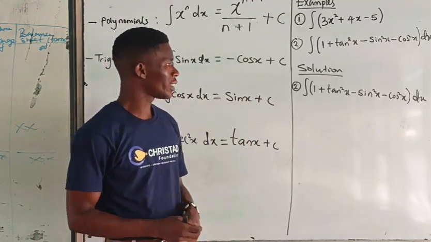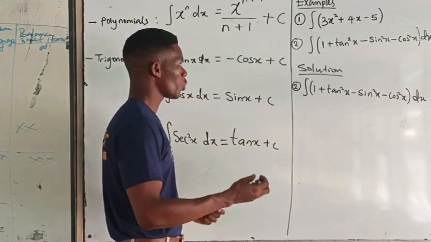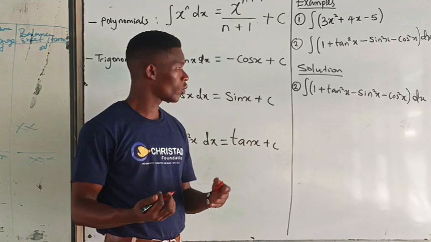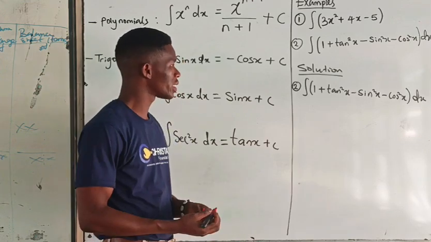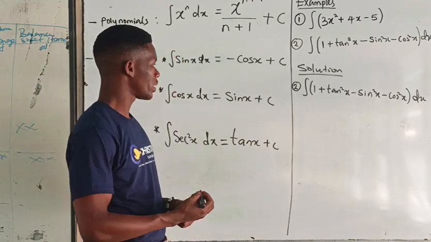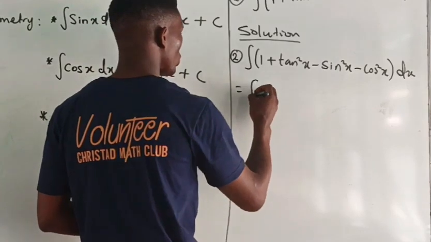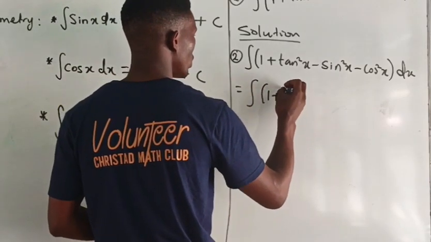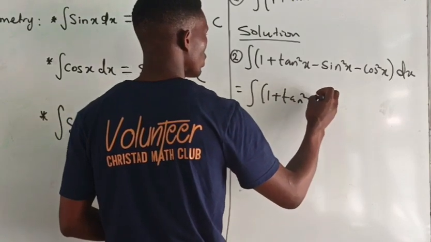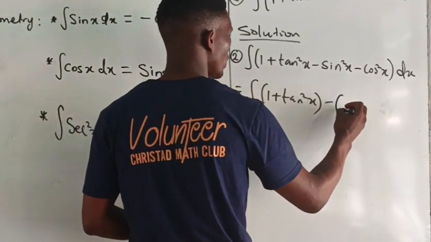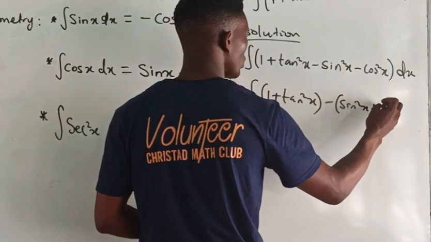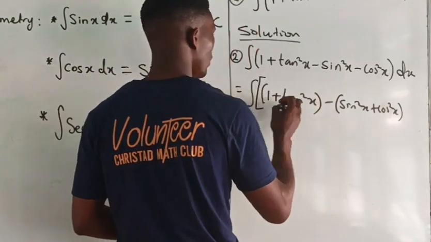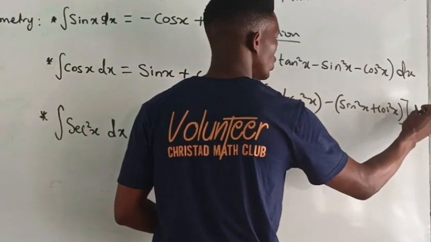Now how do we simplify this? We are going to do some work before we actually start integrating. So there's a way we have to simplify this. So we can write this way. Now this equals, we can write 1 plus tan square x minus, with bracket, sine square x plus cos square x, now this in the bigger bracket, dx.